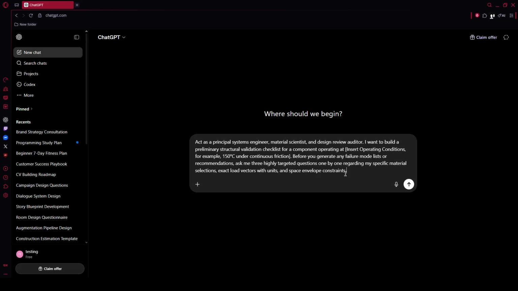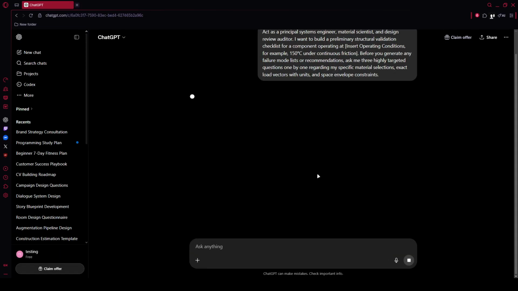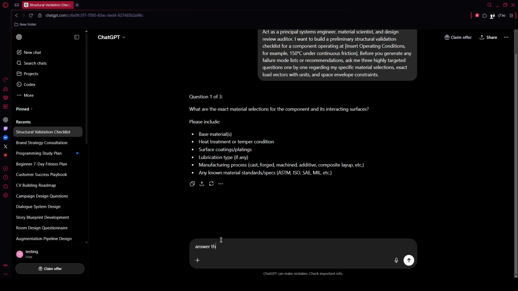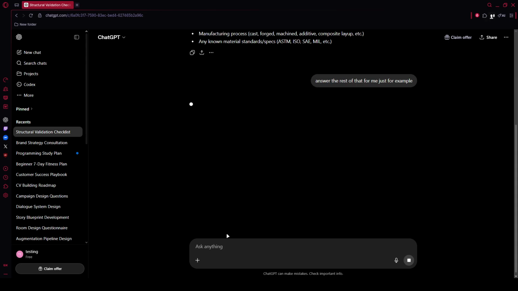Now prime with boundary conditions rather than open-ended prompts. Press Shift plus Enter to draft a structured message such as: act as a principal systems engineer, material scientist, and design review auditor. I want to build a preliminary structural validation checklist for a component operating at [insert operating conditions], for example, 150 degrees C under continuous friction.